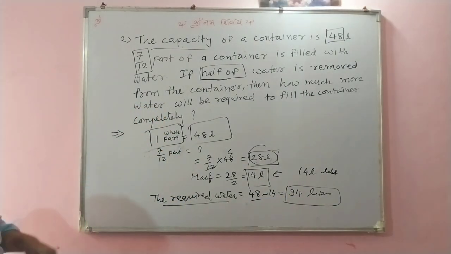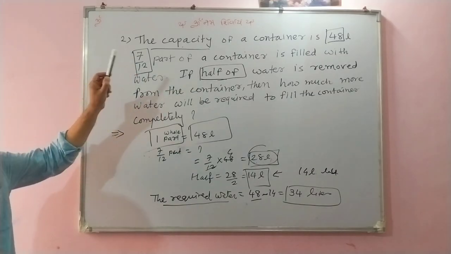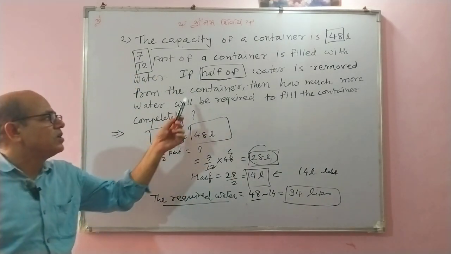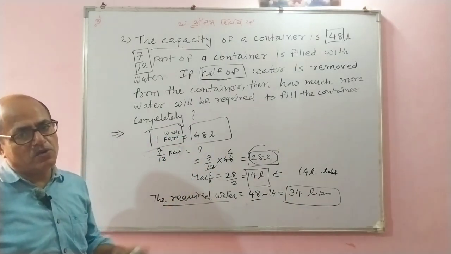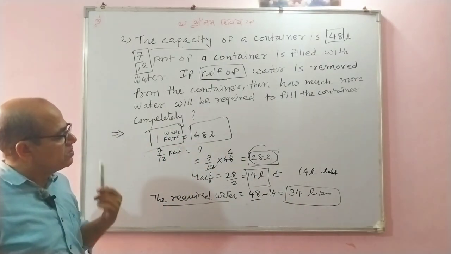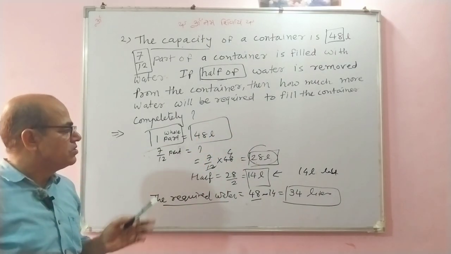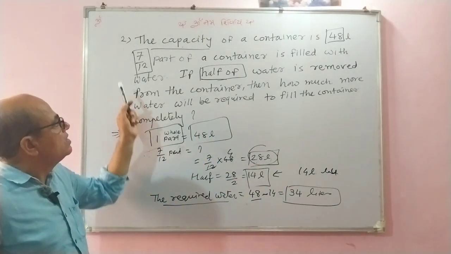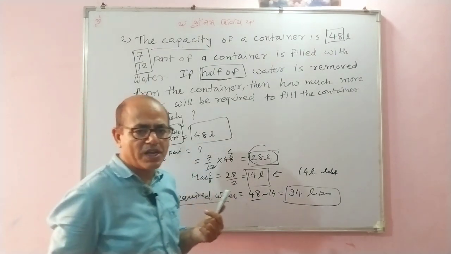So for such questions you just have to remember the fraction part and whole capacity. Then see what other conditions are there. According to those conditions, you can subtract, add or divide, whatever is asked. That way you have to find the answer. So it's very easy, not difficult. The question is lengthy, but the solution is very easy. Now we'll go for one more example.